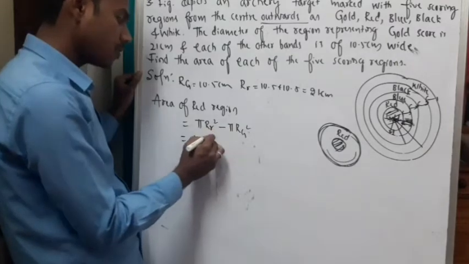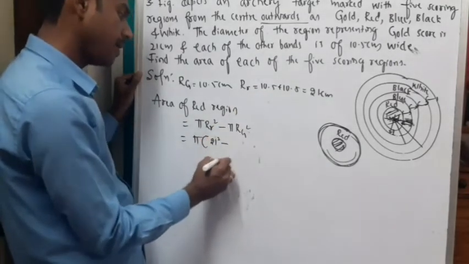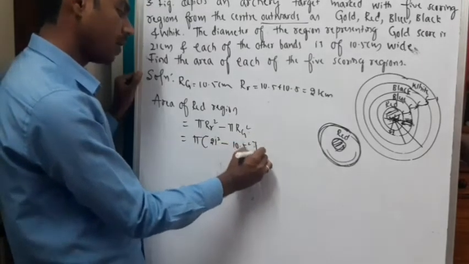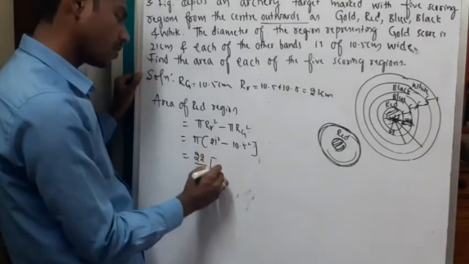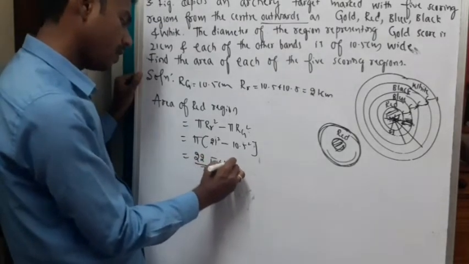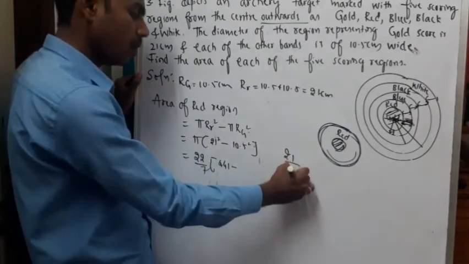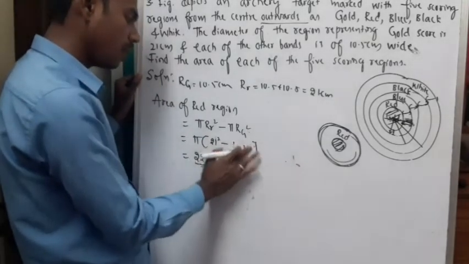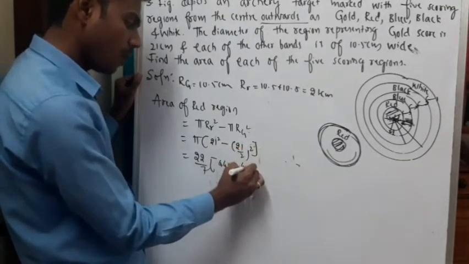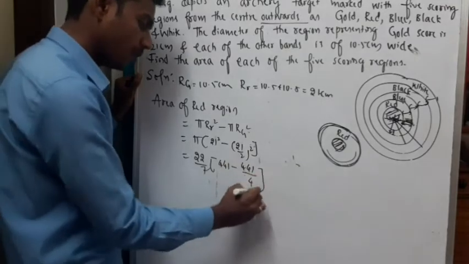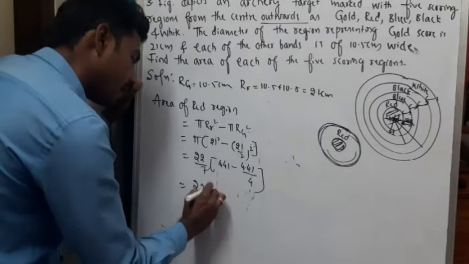So what is R²? Rr² is 21² minus 10.5², with 22 divided by 7. 21² is nothing but 441, minus 10.5, which can be written as 21 by 2, the whole square. So this can be written as 441 divided by 4. So now what can we write? 22 divided by 7 will be retained.